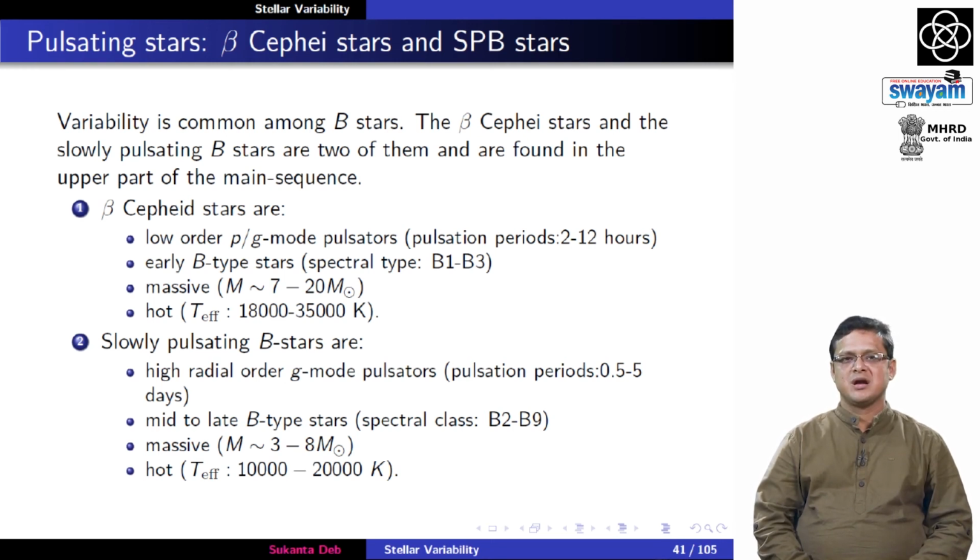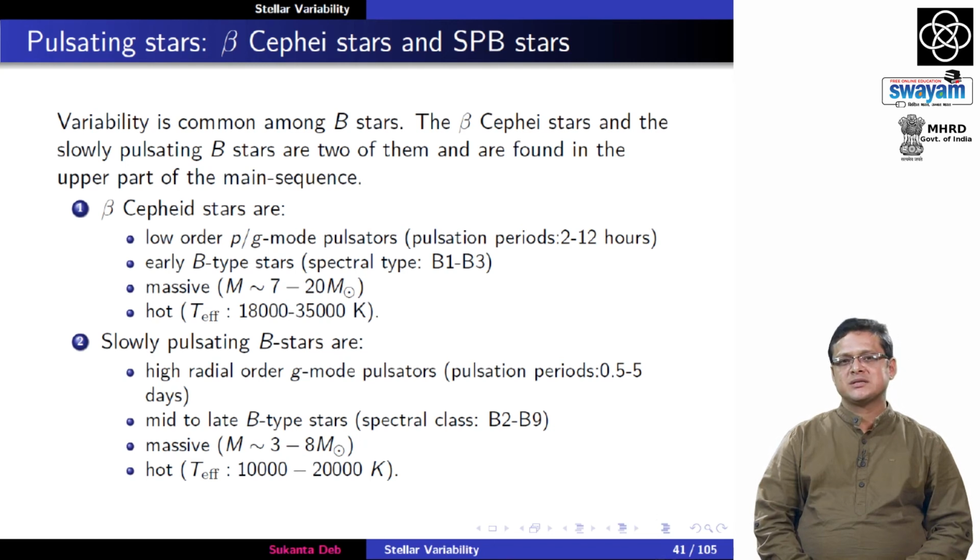Beta Cephei stars are low order P or G mode pulsators. Their pulsation periods are in the range of 2 to 12 hours. They belong to early B type stars, and their spectral type is from B1 to B3. They are massive, with masses from 7 to 20 solar masses, and their temperatures are very high, of the order of 18,000 to 35,000 degrees Kelvin.